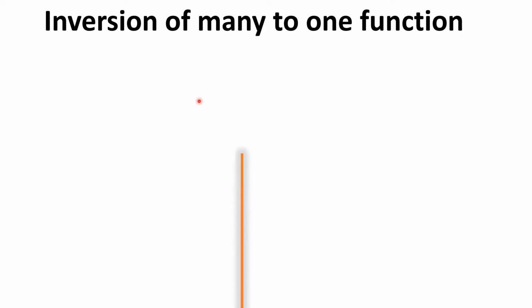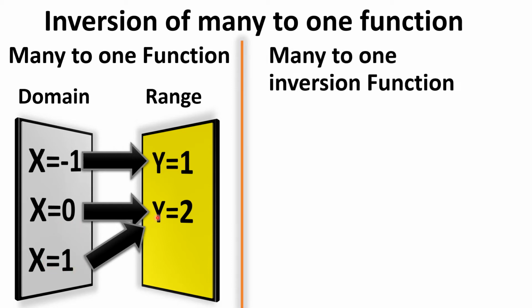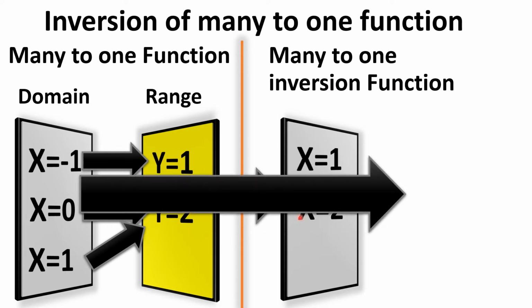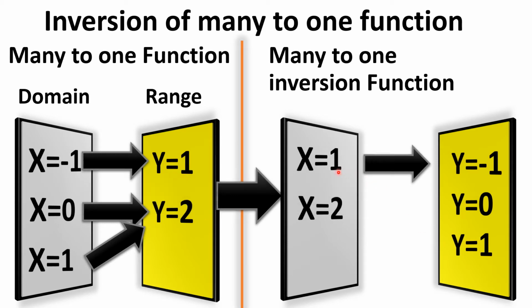Inverse of many-to-one functions. As the previous, the domain is x equal negative 1 will give us y equal 1, x equal 0 will give us y equal 2, x equal 1 will give us y equal 2. For the many-to-one inverse function, the range will be the domain, and the domain will be the range. What will happen now? x of 1 will give us y negative 1, and here it's just reversed, and x of 2 will give us y equals 0 and y equal 1, and here it's also reversed.